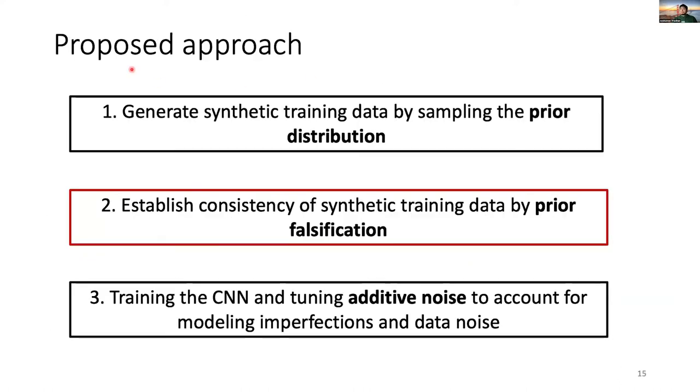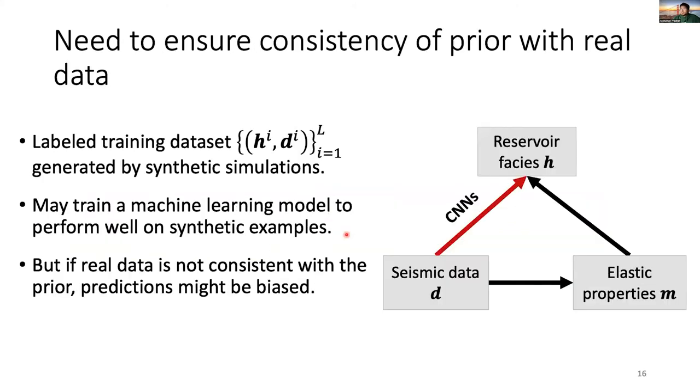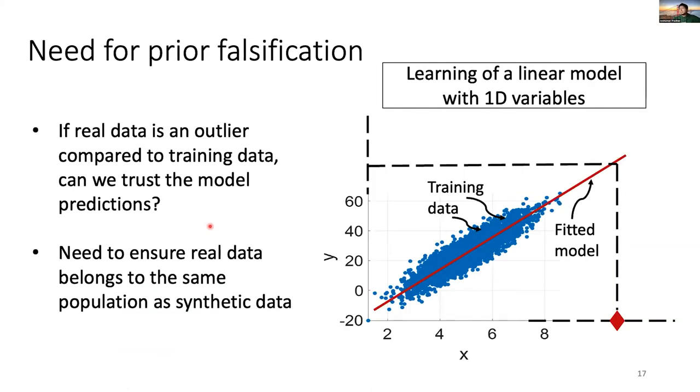Okay, so till now what we've done is we've generated this synthetic training data. Now the next step will be to establish the consistency of the training synthetic data by prior falsification. Now let's understand why it is necessary to establish the consistency. For example, we have this labeled synthetic training data set. We can easily train a machine learning model to perform well on the synthetic data set. But unfortunately, the real data is not as simple as the synthetic data, right? We have complex noise characteristics, and we also have unmodeled physical effects. If we train this machine learning model on the synthetic data and use the real data for predictions, then our predictions might be biased.